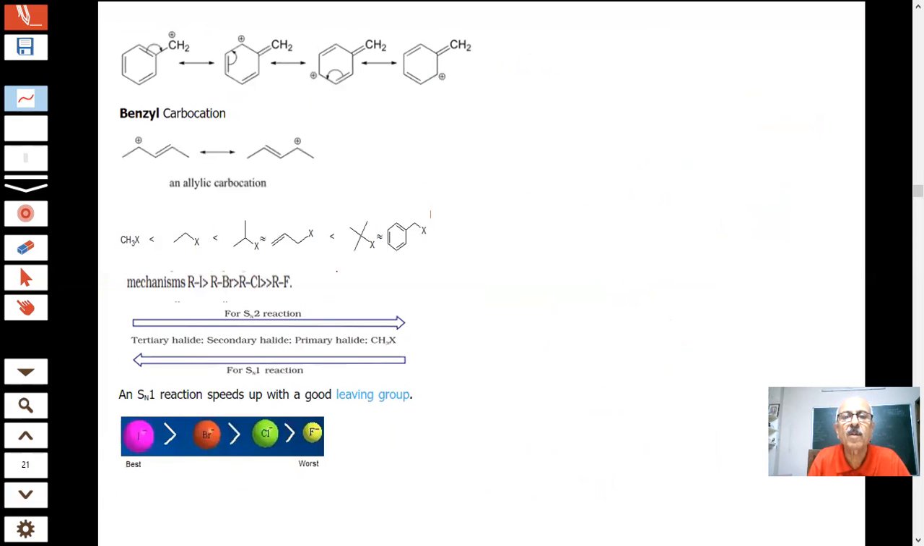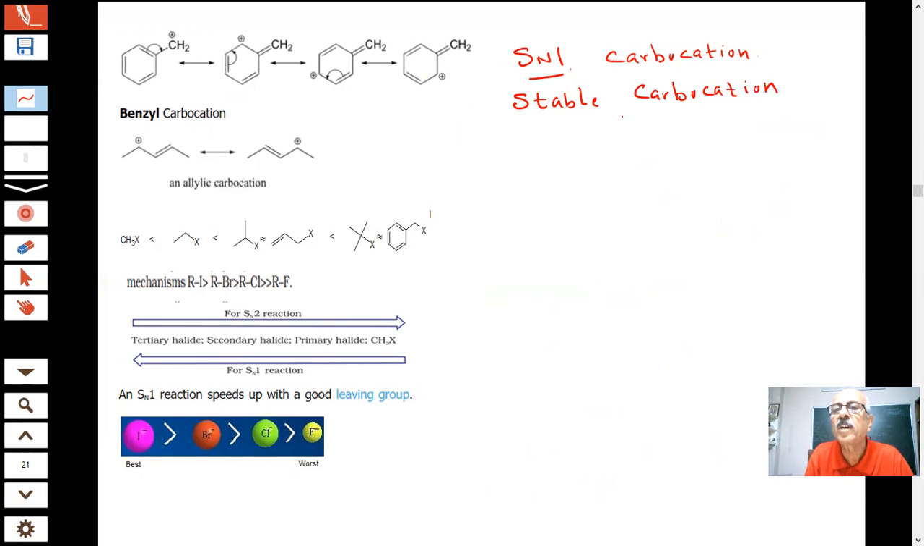Further, look, in the SN1 mechanism a carbocation is formed. So those reactions in which a stable carbocation can be formed will proceed through which mechanism? SN1.